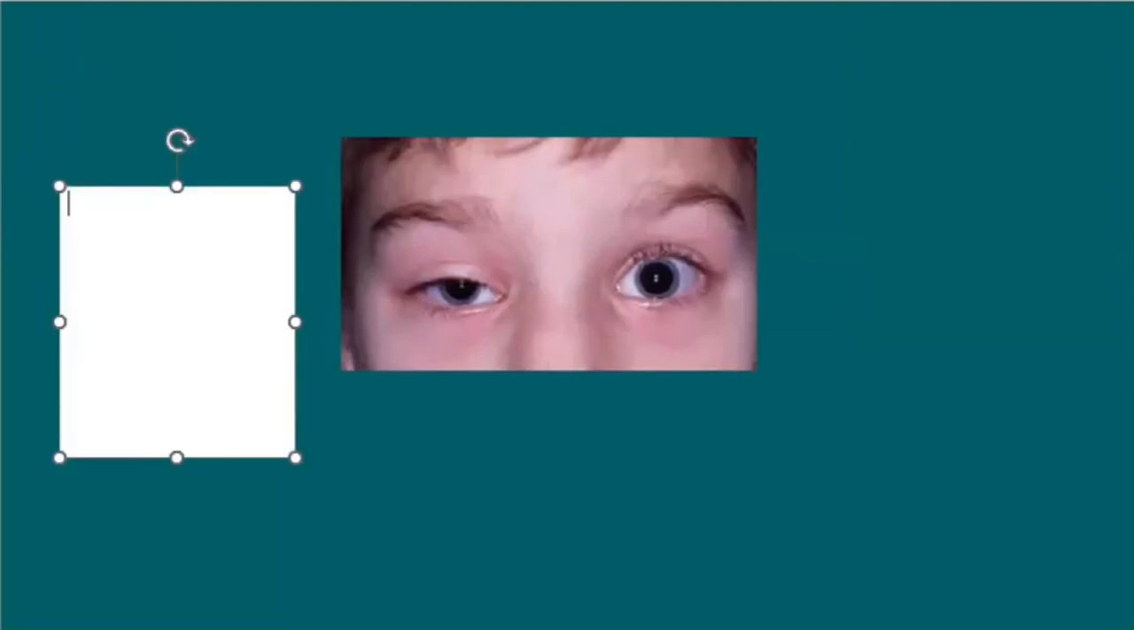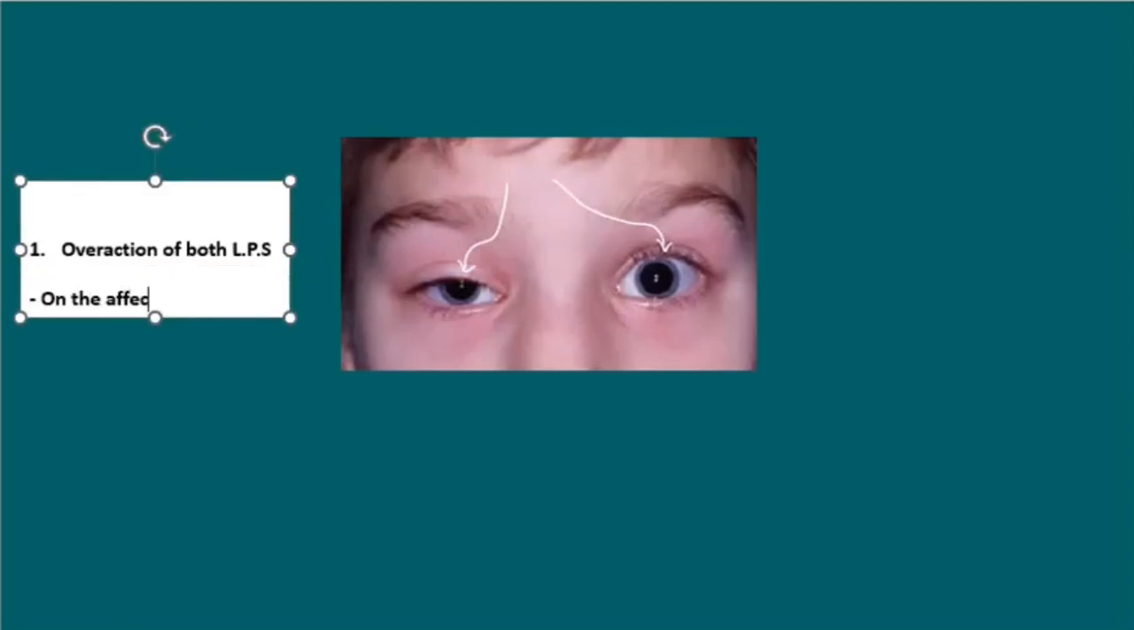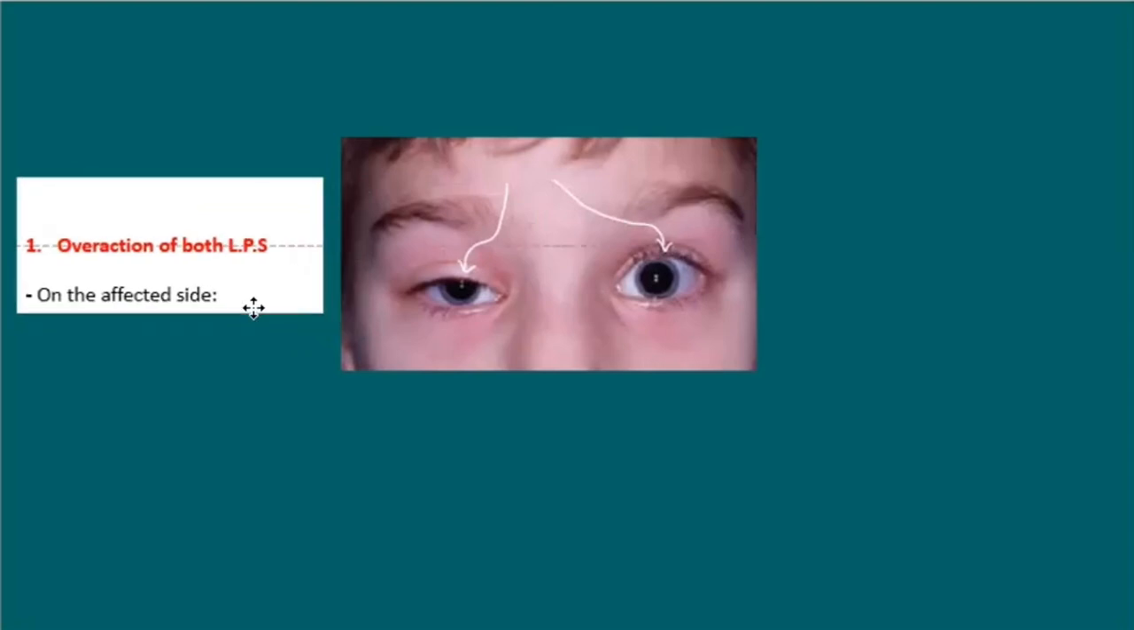I said before that once we have a ptosis, as a response or a compensation for this ptosis, the brain will try to elevate this upper eyelid, right? So one response is we have overaction of both levator palpebrae superioris muscles, okay? So what is the result of this? On the affected side, the ptosis may look milder, okay? So imagine now the brain is sending more impulses to the levator.